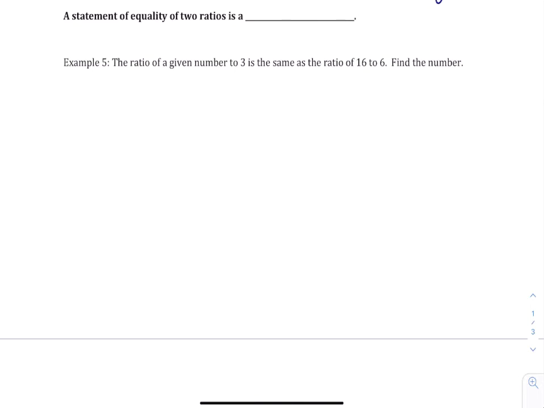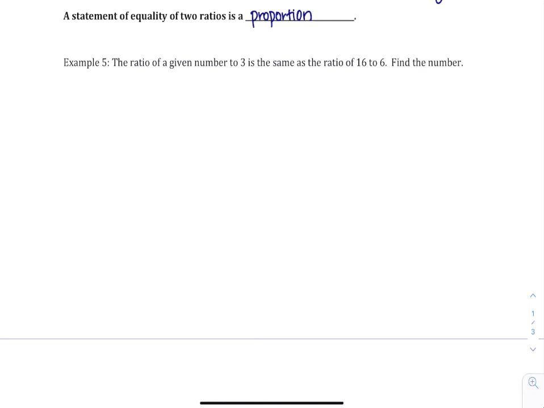Sometimes we're interested in the equality of two ratios. This is when we're going to be dealing with what's called a proportion. Proportions are going to be particularly useful for us to solve for some unknown quantity that we know is going to maintain the same ratio as something else.